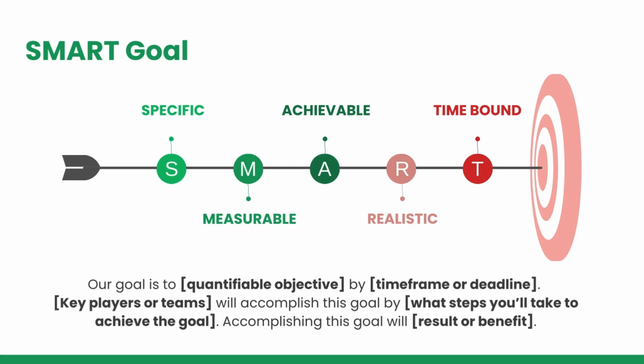An example of a SMART goal statement might look like this. Our goal is to quantifiable objective by time frame or deadline. Key players or teams will accomplish this goal by what steps you'll take to achieve the goal. Accomplishing this goal will result or benefit.